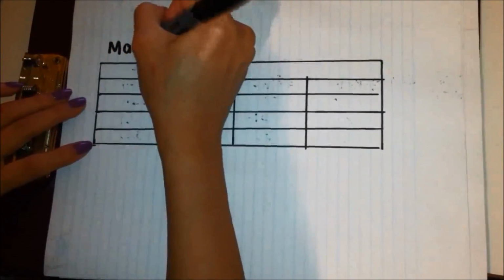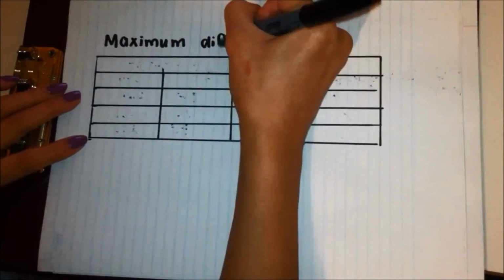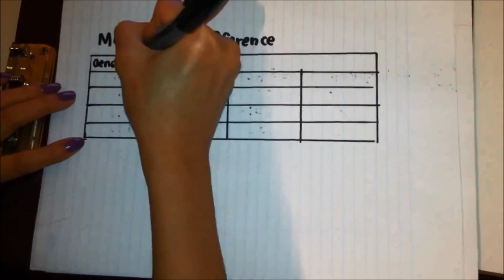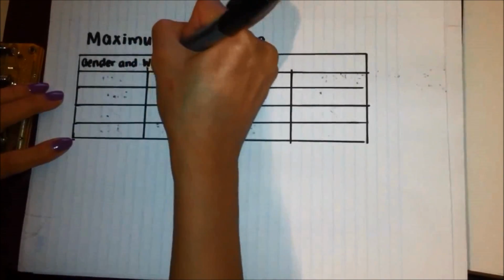The simplest way to determine if there is a bivariate association is by using the maximum difference. In order to do this, you first must calculate the column percentages by dividing the value in each cell by the column total.